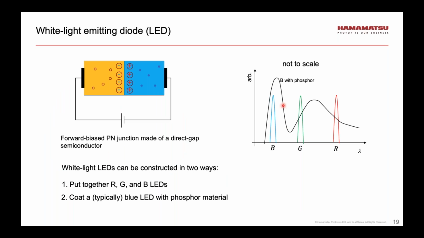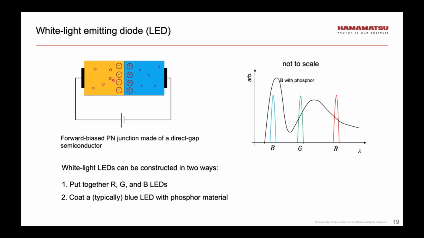Let's now move on to LED, light emitting diode, which is a PN junction using so-called direct band gap semiconductors. Silicon is not direct band gap, so these materials are different than silicon. The direct band gap means that when there is an electron-hole recombination, a photon is emitted.